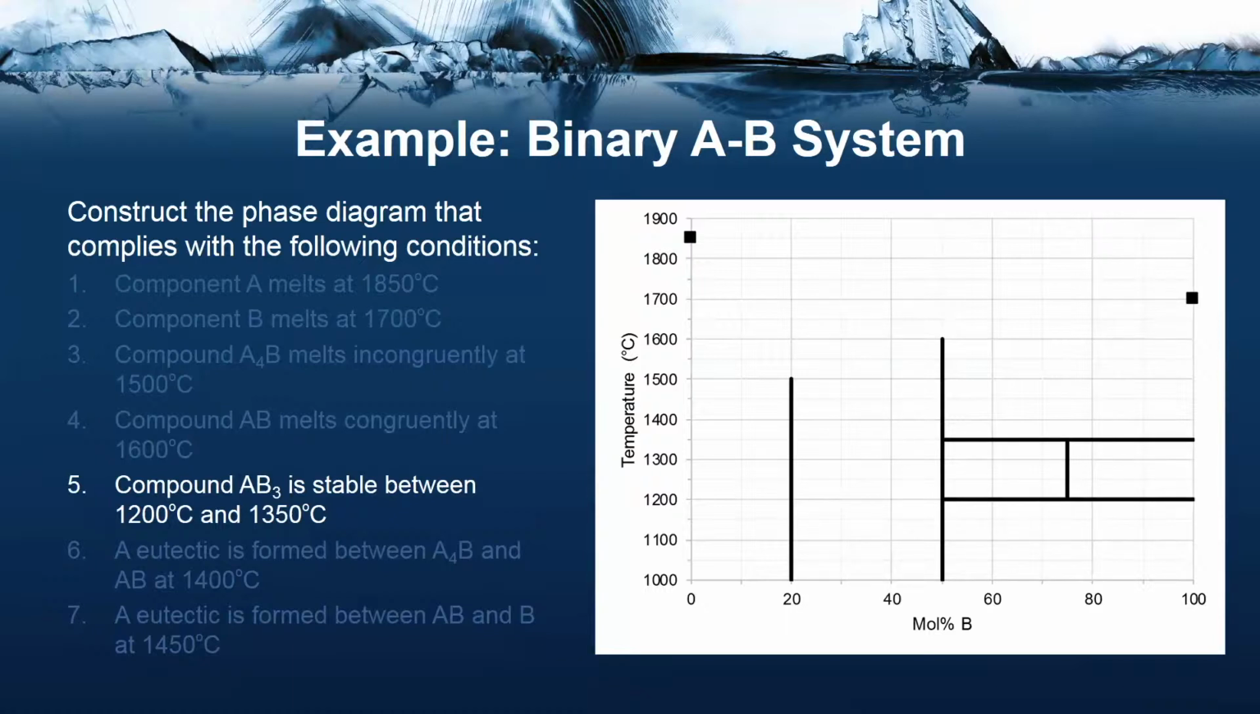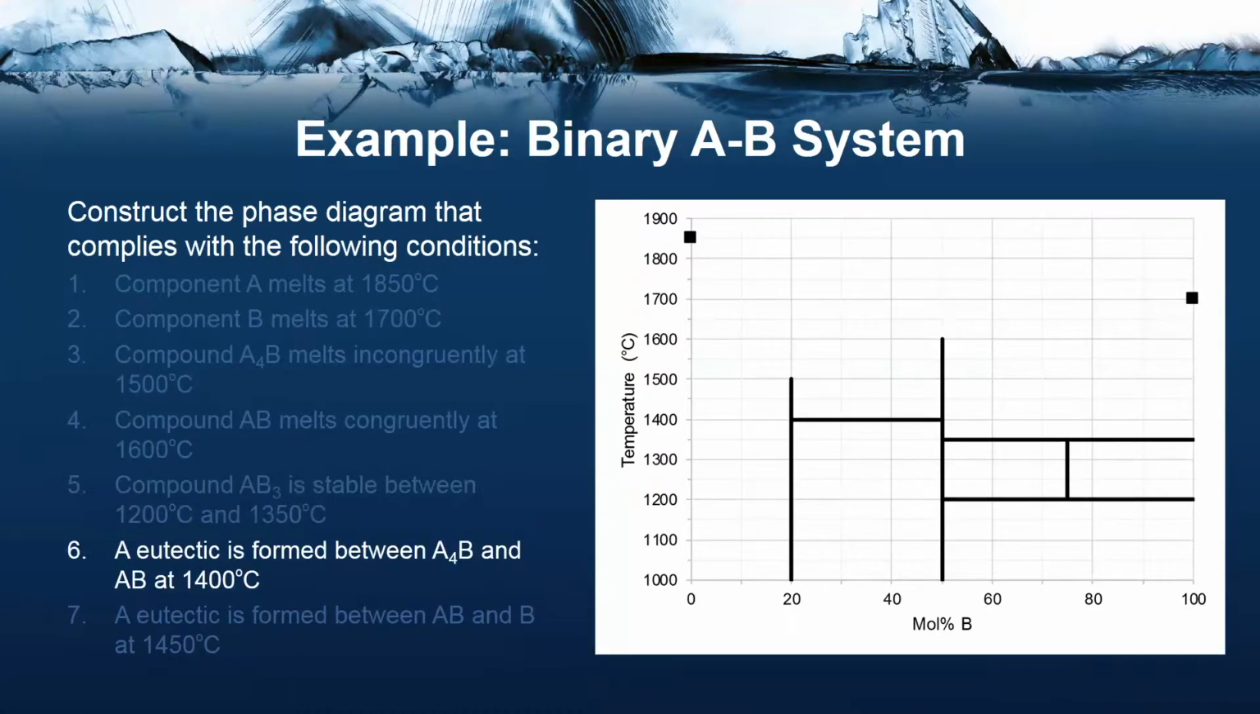The sixth condition reads that a eutectic is formed between A4B and AB at 1400 degrees Celsius. Therefore, we can draw this line between A4B and AB at 1400 degrees Celsius. We know that we have no liquid under this line, but we will not concern ourselves with the liquidus line just yet. Instead, we move on to the final condition.